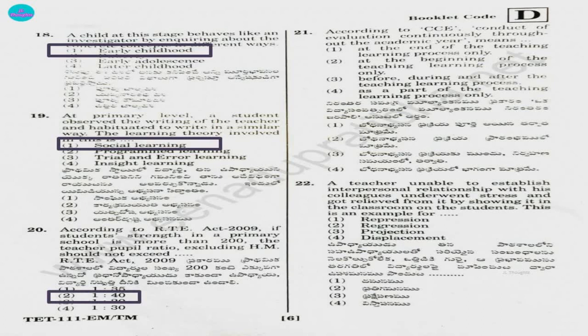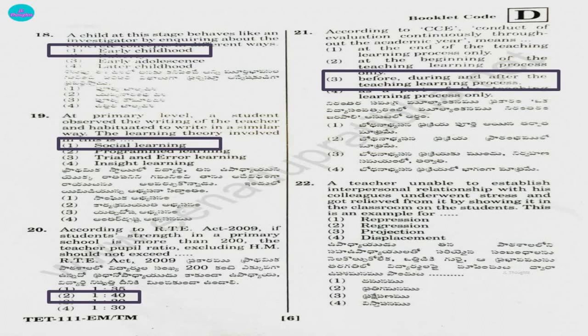Question number 21. According to CCE, conduct of evaluation continuously throughout the academic year means. Option 1 at the end of the teaching learning process only. Option 2 at the beginning of the teaching learning process only. 3 before, during and after the teaching learning process. 4 as a part of the teaching learning process only. And CCE means what? Continuous comprehensive evaluation. From starting till the end, we are totally evaluating the child. So definitely the answer for this is option 3, before, during and after the teaching learning process.